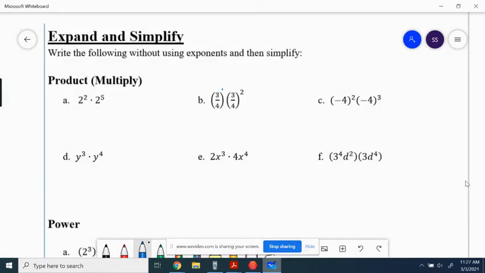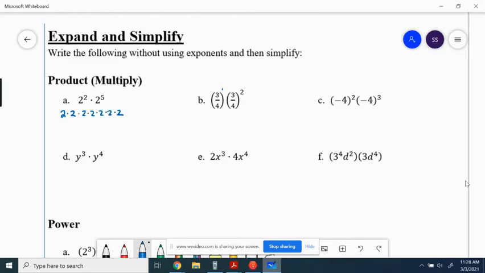Now we're on the back page of 9.1. We're going to be expanding and simplifying. We're going to start with multiplying. Let's look at A. We have 2 to the 2nd power times 2 to the 5th power. So 2 to the 2nd, or 2 squared, is the same as 2 times 2. And then we have times 2 to the 5th, so that's 2 times 2 times 2 times 2 times 2.